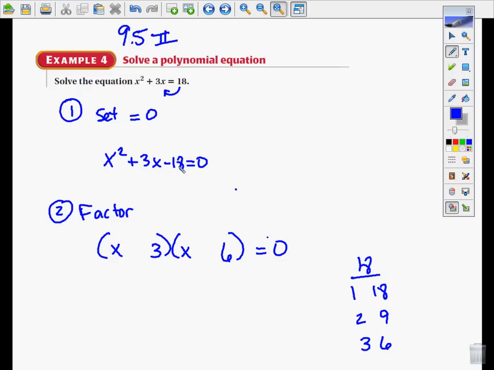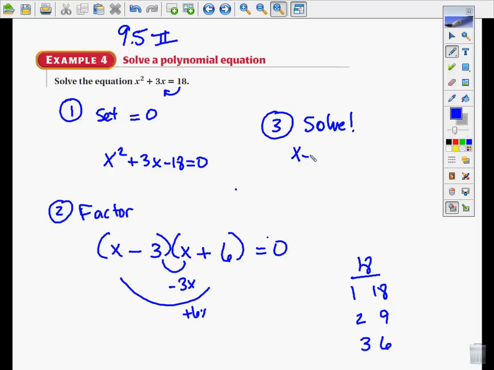I need it to be a negative 18 and a positive 3. To be a negative 18, one of these has to be negative, and I want a positive 3. So I need the 6 to be positive and the 3 to be negative. And again, you can check it: negative 3x, positive 6x does give me a positive 3x. Once you're done factoring, you go on to step 3, which is solve.